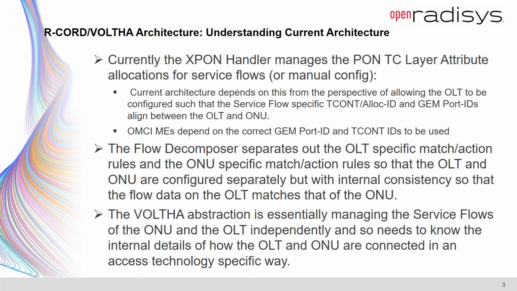So the XPON handler gives the OLT side the TCONs, ALLOC IDs, and GEMPORT IDs, and also gives them to the ONU as well. But these are done independently. The OMCI generation of the MEs from the ONU depends on getting the correct GEMPORT IDs, TCON IDs and ALLOC IDs to be used.